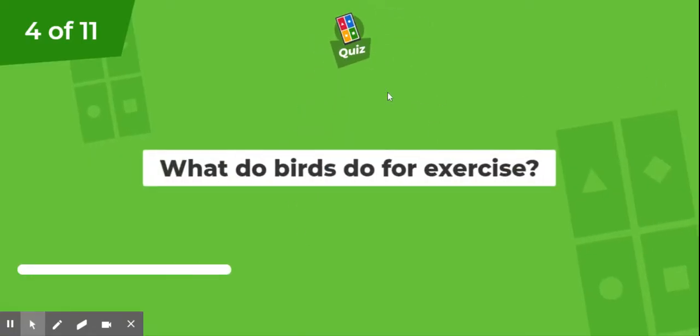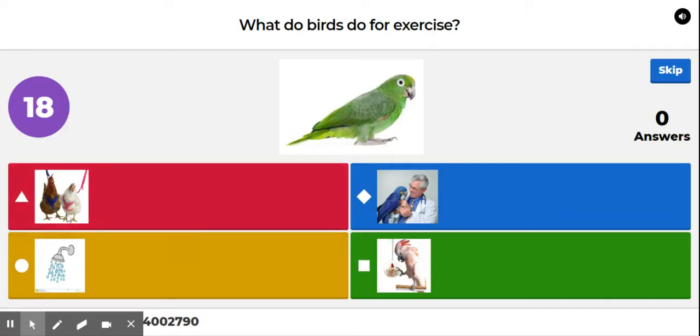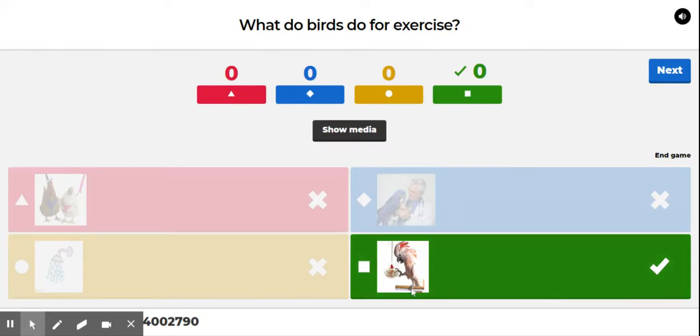Question number four. What do birds do for exercise? Do they go for walks? Do they go to the vet? Do they go to the shower? Or do they play with their toys in the cage? What do birds do for exercise? Birds play with their toys. That's right.